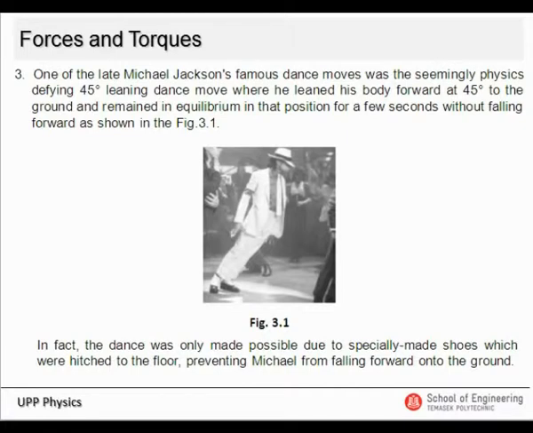In fact, the dance was only made possible due to specially made shoes which were hinged to the floor, preventing Michael from falling forward onto the ground. So that solves the mystery of how he did this physics-defying leaning dance move. Let's look at the free body diagram.